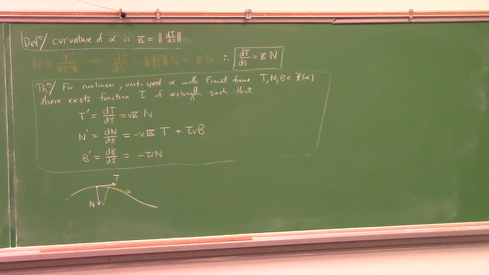So alpha prime cross alpha prime prime, what's that? Well, that's nothing more than the speed times the unit tangent crossed with what? Alpha prime prime is v prime T plus kappa v squared N. And so the T cross T term doesn't matter, T cross T is 0. But what we have is alpha prime cross alpha prime prime, and what's T cross N? T cross N is B. So this is kappa v cubed B.